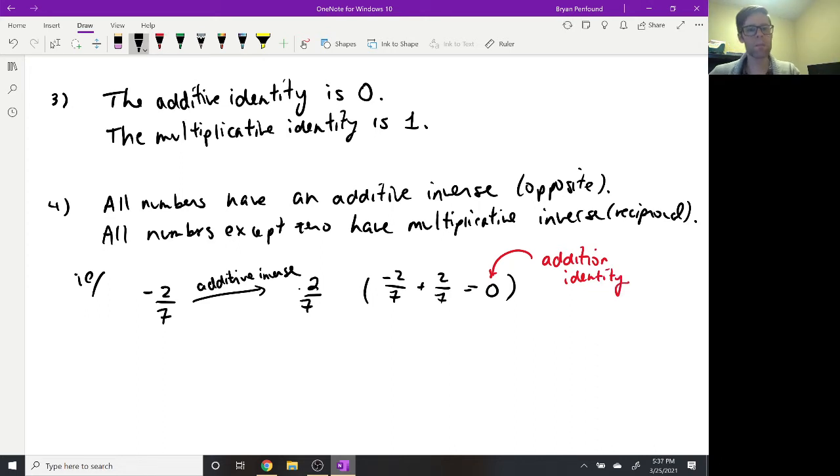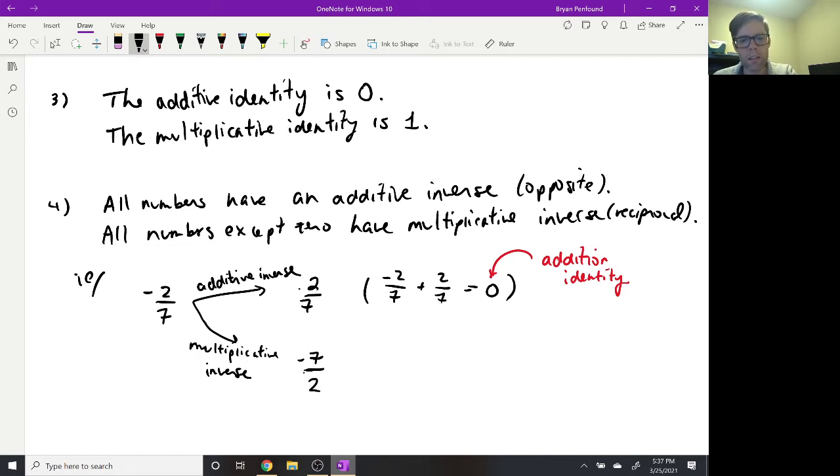Like I said, I always think about the additive inverse as the opposite of the number, the number I get by multiplying by -1. Now the reciprocal, or the multiplicative inverse, is the number that we get by exchanging the numerator and the denominator. So in our case, we get -7 over 2.